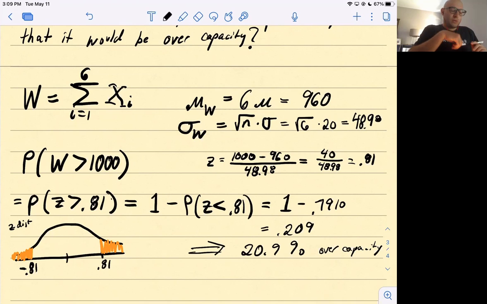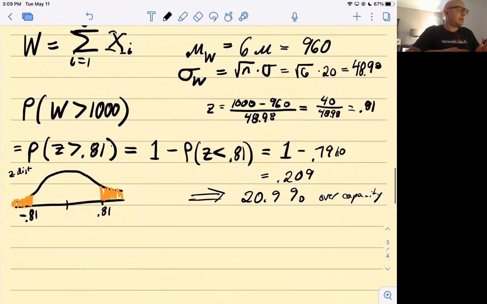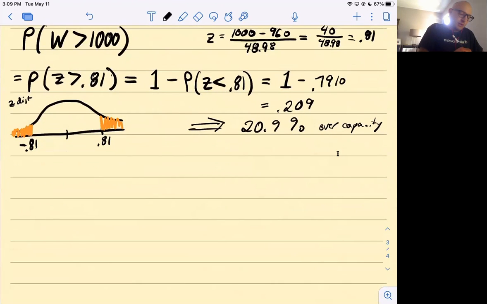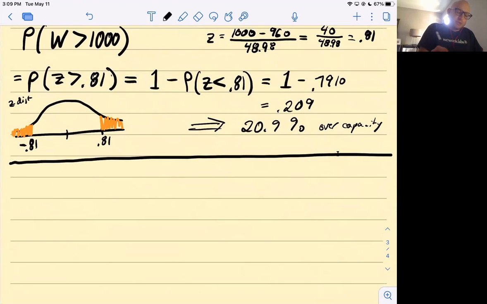Okay, so that's how we might be interested in understanding the distribution of a sum. I'm just going to leave you guys with one last concept here, then I'll let you guys go. You'll get more practice on these for the homework. So this is the distribution of something called the sample proportion.